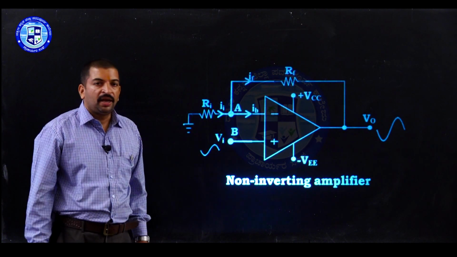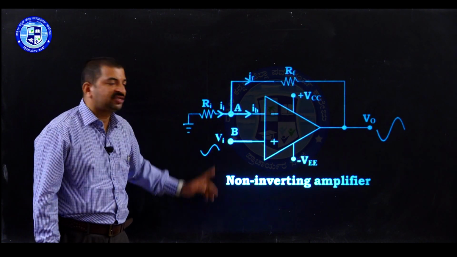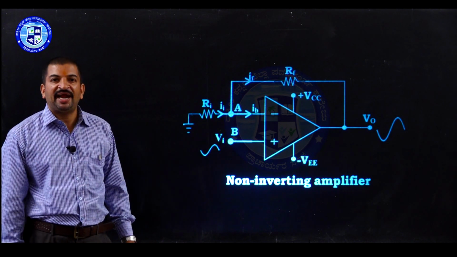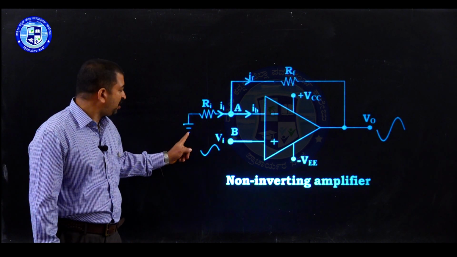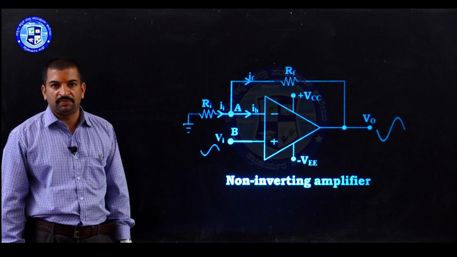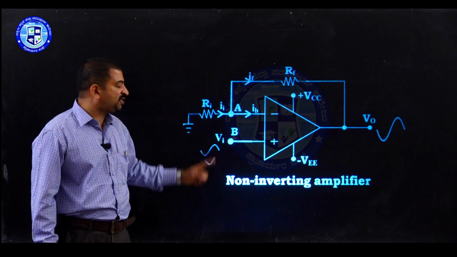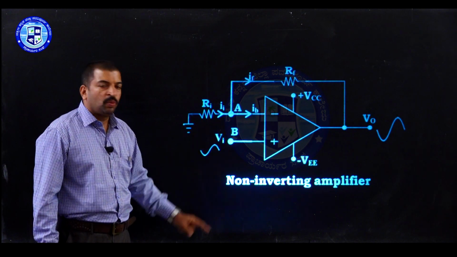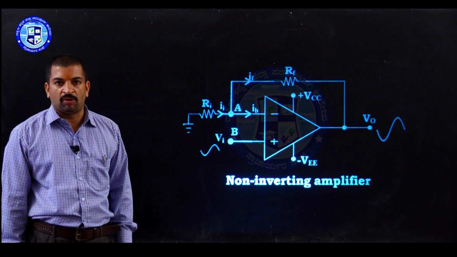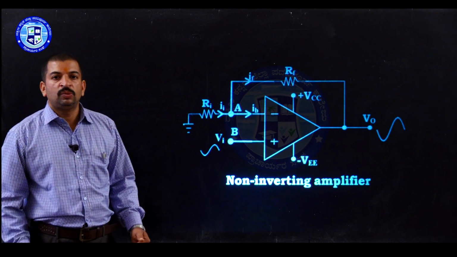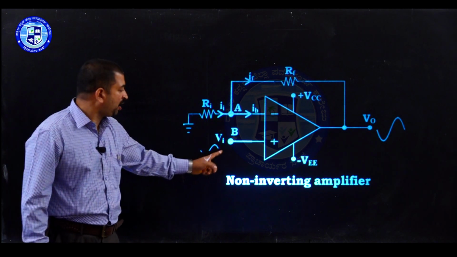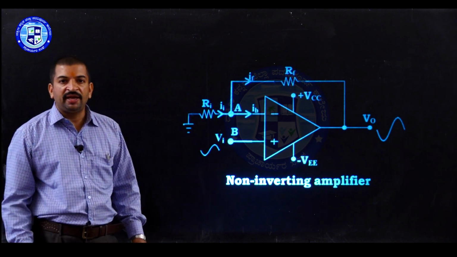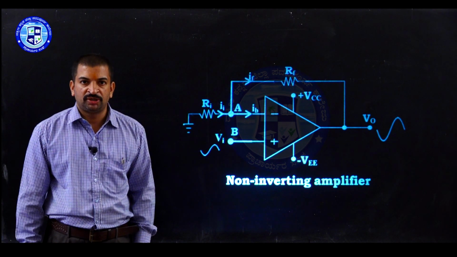Now what is Ii? Ii is the current flowing through the resistor Ri. Now one end of the resistor Ri is at virtual ground and the other end of the resistor Ri is connected to the ground. Now the voltage across resistor Ri is nothing but the input voltage, because one end of the resistor Ri is at virtual ground. Now the voltage at node A is equal to the input voltage. Therefore, the voltage across resistor Ri is nothing but the input voltage.